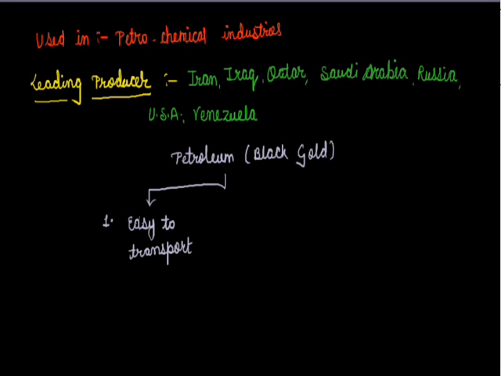It can be transported easily with the help of tankers. And the second one is it is considered the base of petrochemical industries.